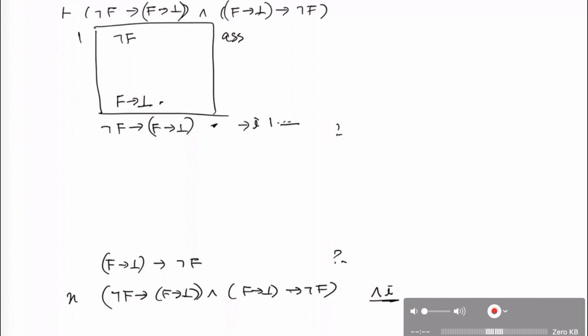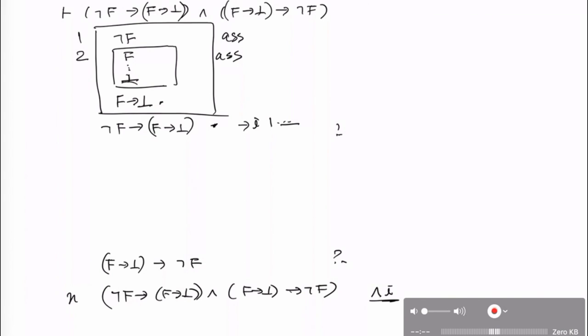So now look at this goal. It's again implication form. So what can you do? Well, try to assume f and try to derive bottom. Okay, so this is line 2, my assumption. Now we have to go from line 2 and 1 to derive this bottom.